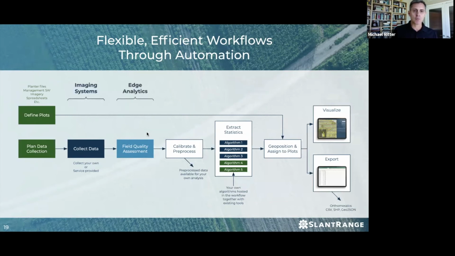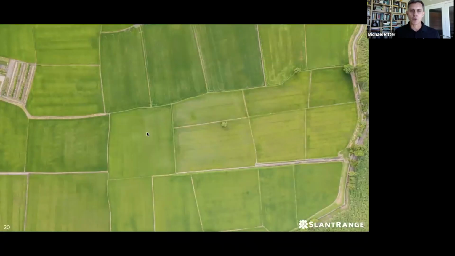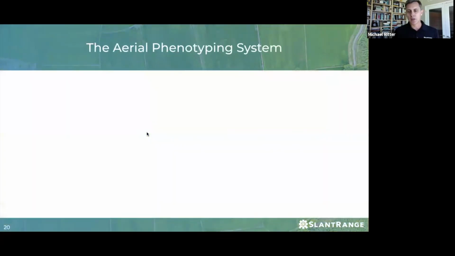So there's basically three stages here. There's imaging systems around collection of data. There's edge analytics, as I mentioned, for field check of data quality, and then there's the cloud analytics, where the much deeper analysis is run. So that's the basic workflow. But let's take a little bit closer look at the actual systems that are here.